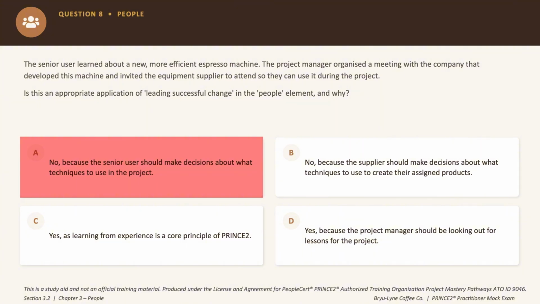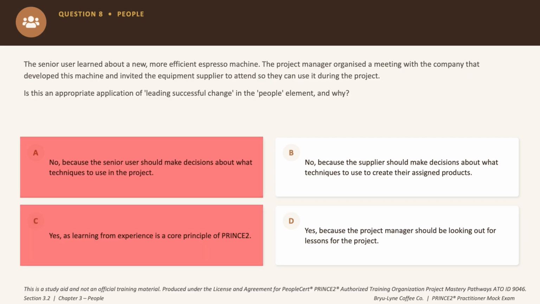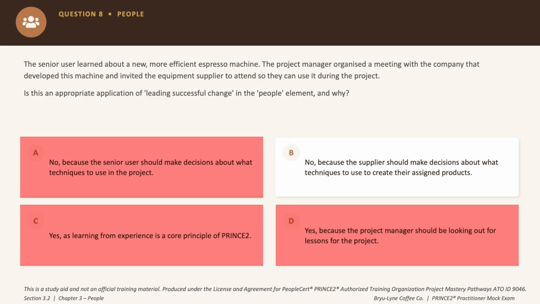So eliminated. Option C says yes because learning from experience is a core principle of PRINCE2. Now this is generally true, but it's the wrong principle here, okay? This is a people's question. So eliminated as well. Option D says yes because the project manager should look out for lessons. Now sounds proactive, but it misses the real issue, okay? Whose decision this matter actually is, right? So eliminated as well. Now option B says no because the supplier should decide what techniques to use for their own assigned products.